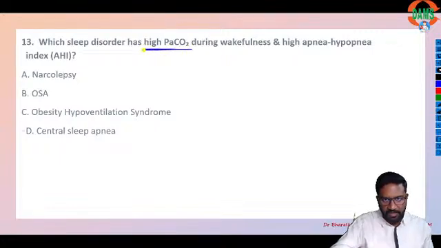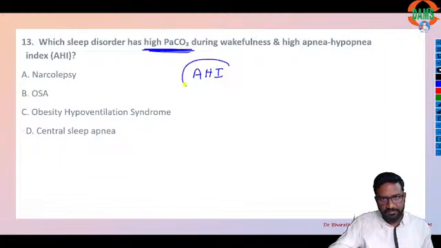Then there is a sleep disorder. Patient is having high PaCO2 and high AHI, so high apnea-hypopnea index, and there is high PaCO2.